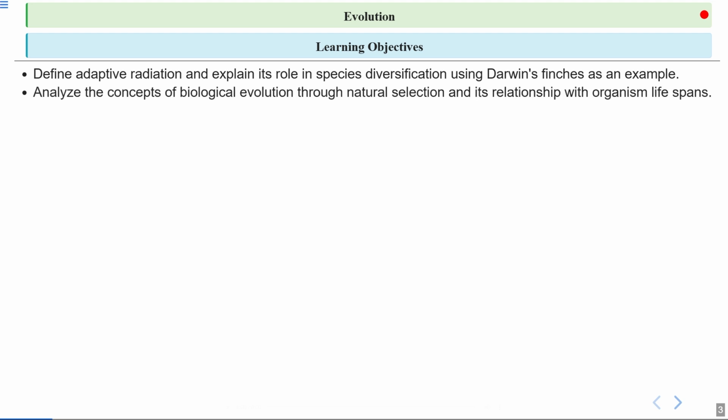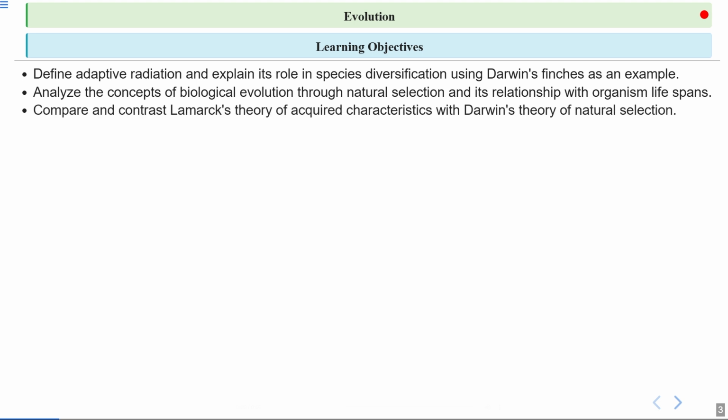We'll also talk about the concept of biological evolution. Within this, we'll be talking about natural selection and its relationship with organism lifespans. We'll also talk about the differences, and we will contrast Lamarck's theory of acquired characteristics with Darwin's theory of natural selection.